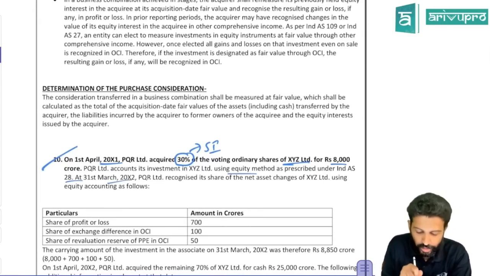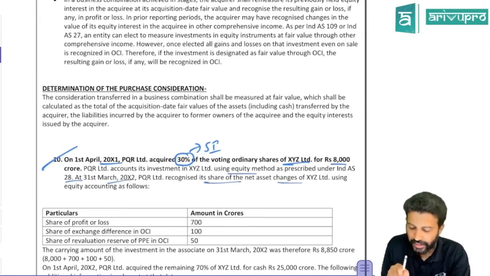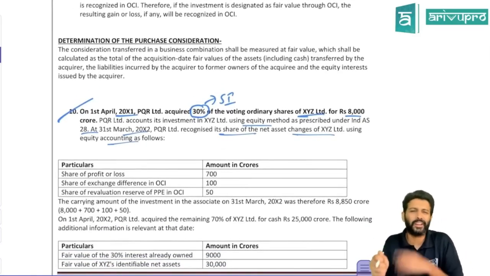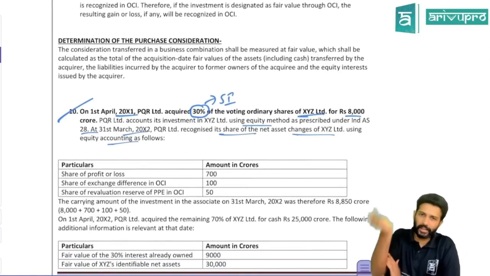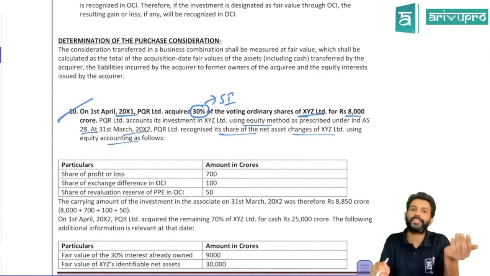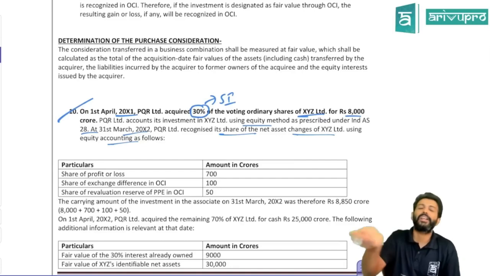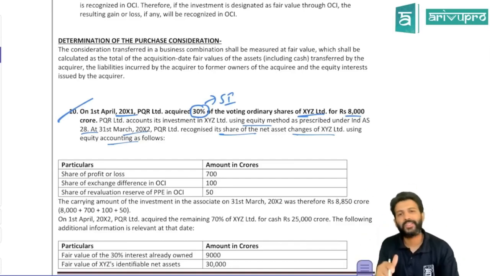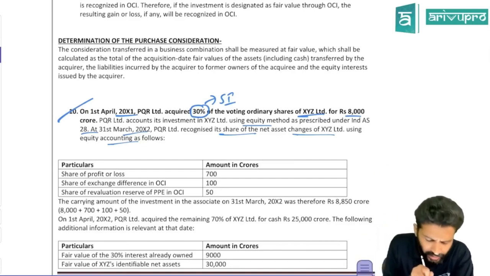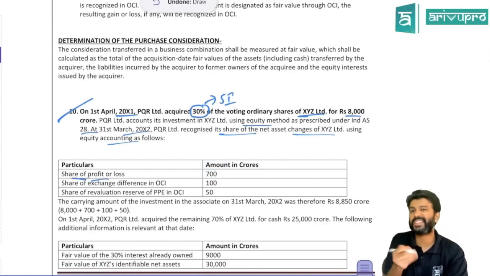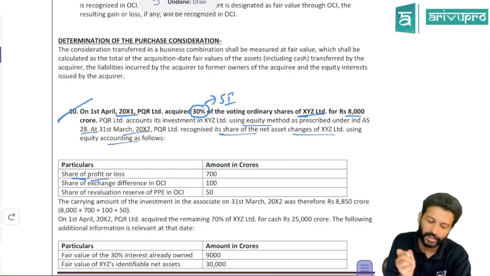At 31st March 20X2, PQR recognized its share of net asset changes in XYZ using the equity method. Okay, and we know this, right? In the equity method, if the associate company makes a profit, the investment balance will increase. If the associate makes any OCI profit, then the parent will record that also by increasing the investment. If the associate reports a loss, then the investment balance will reduce. So they've given that data. Associate share of profit. This is not the associate's profit, it is the share of profit. So the investor's share of associate profit, they've given 700 crores.